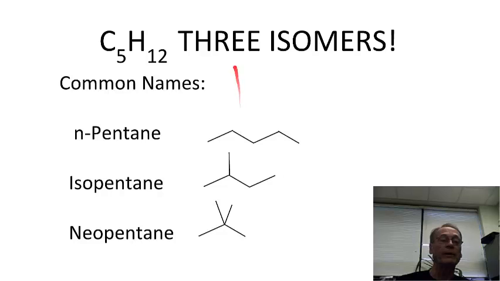Now, let's go back to 5 carbons, and we saw that so far there are 2 isomers of pentane: N-pentane, which is 5 in a row like this, and isopentane, which is 4 in a row with 1 attached on the second carbon.